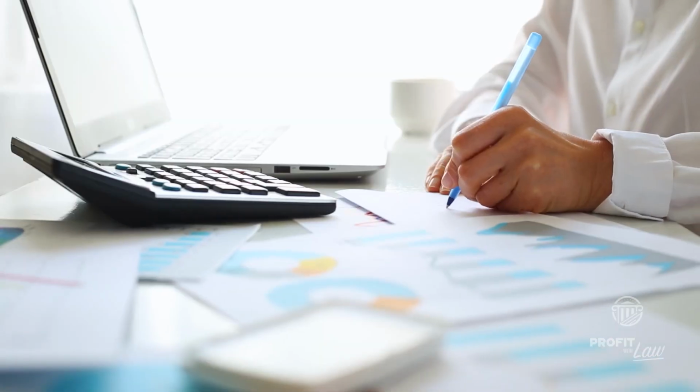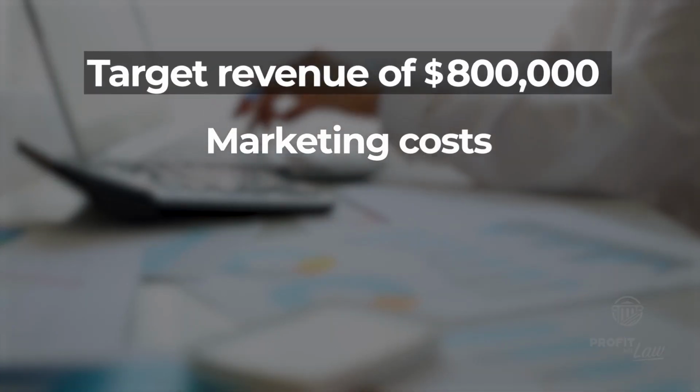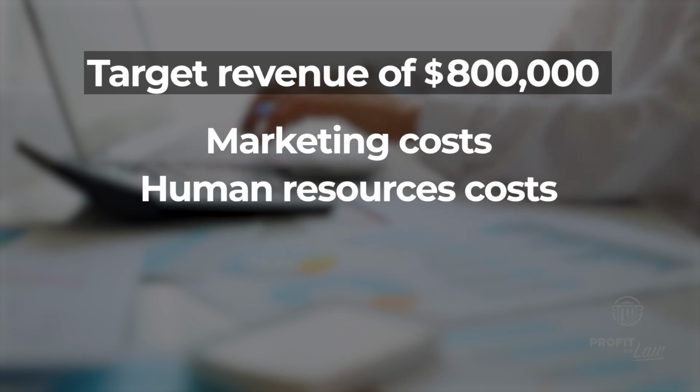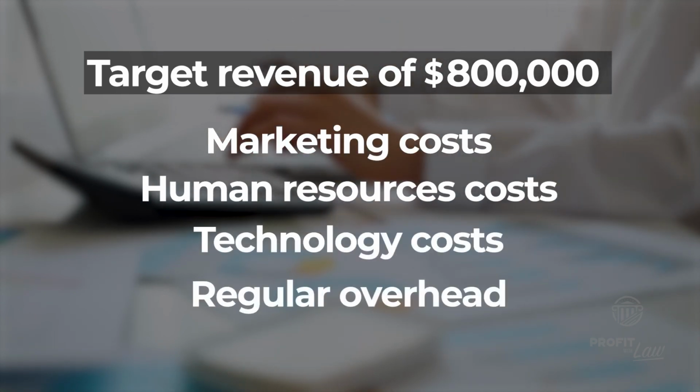I'm a numbers guy. I'm all about profitability, and I'm all about working this plan out on paper before you complete it. So take an Excel spreadsheet, take a Google sheet, and put these numbers in. Your target revenue of $800,000. Then put in your marketing costs. Then put in your human resources costs. Then put in your technology costs. Then put in your regular overhead. And now check your math.